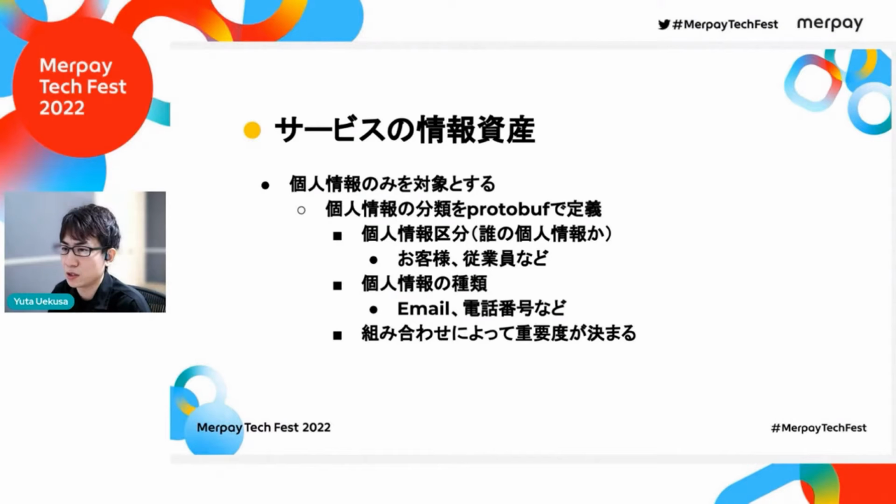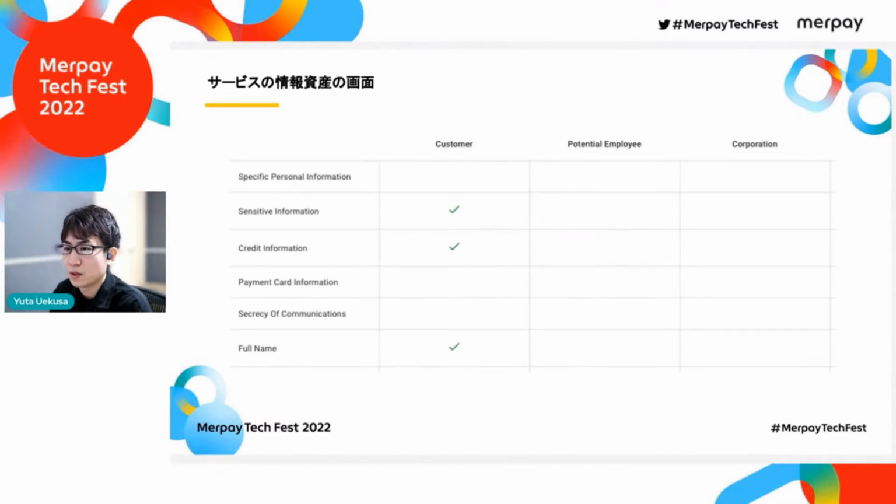Here is the visualization of the collected data. The top column shows the personal data category, and the left-hand row shows the type of personal data. In this example, the customer service credit information line is ticked, so you can see that the service has the customer's balance information, and so on.